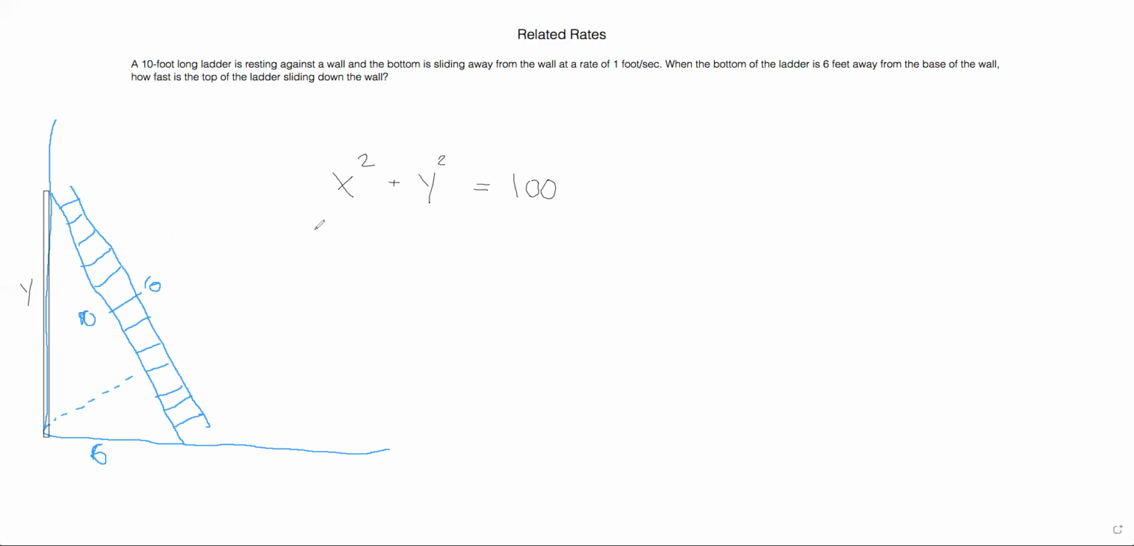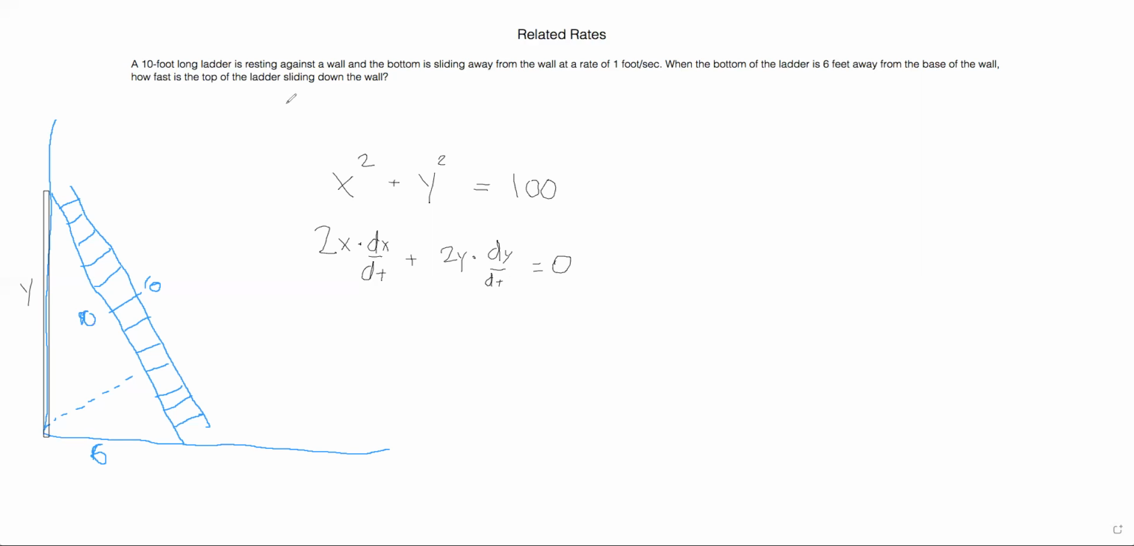So we're going to do implicit differentiation. We're going to get 2x, and then we're taking the derivative of both of these with respect to time. So we're going to have 2x, and then chain rule gets applied here, derivative of x with respect to time. And then same thing occurs on the other side. We're going to have 2y, and then the derivative of y with respect to time, equals 0.